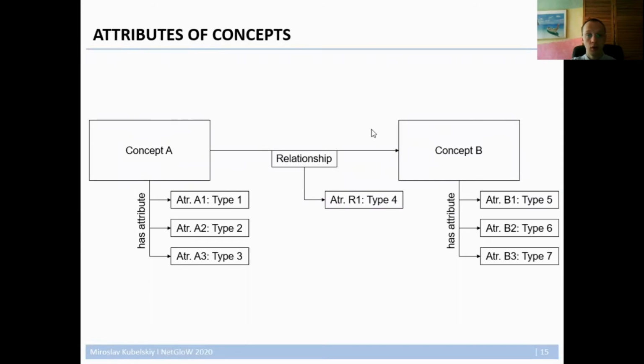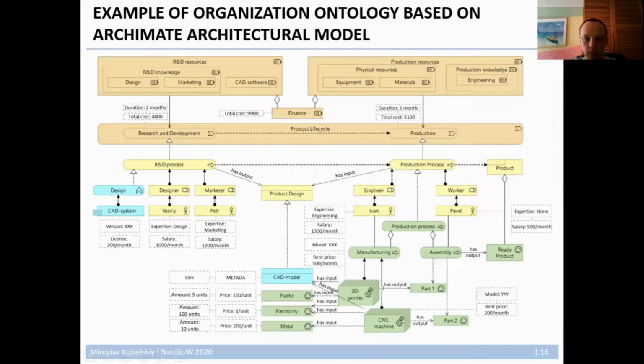Also, to build a DTO, we need to have an opportunity for modeling attributes of the used concepts. It is possible to do it this way. We have concept A, concept B, and their attributes. We also have a relationship between these concepts, and this relationship may also have its own attributes. To demonstrate the approach, an architectural model was constructed for the fictitious situation of a manufacturing company.